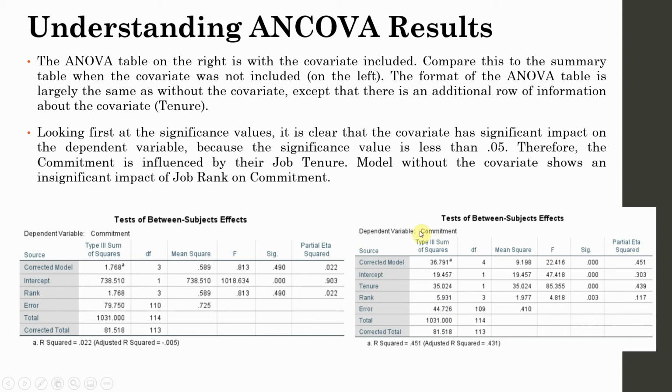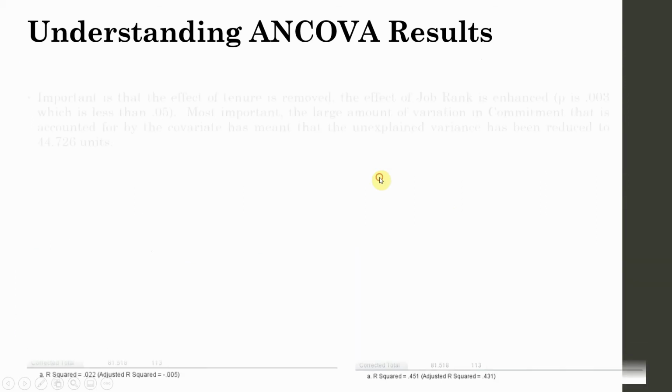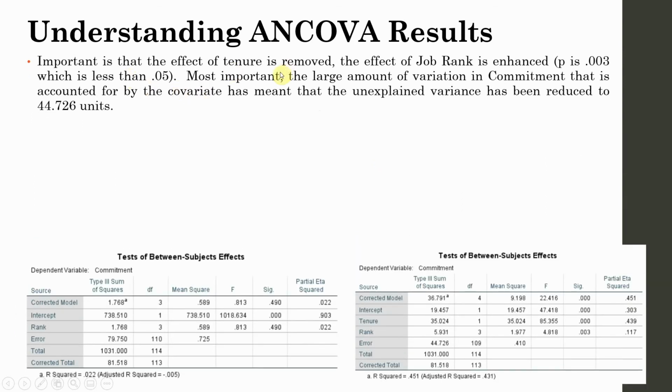Now without ANCOVA, you would have had wrong results. So ANCOVA analysis helped you clearly understand the results in a proper manner. Now important is that the effect of tenure is removed, the effect of job rank is enhanced. More important is that the large amount of variation in commitment that is accounted for by the covariate has meant that the unexplained variance has been reduced. Look at this here. Now this unexplained variance is reduced to 44.726, which was earlier 79.750, when you control the effect of tenure.